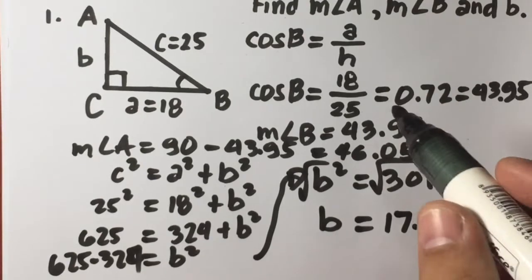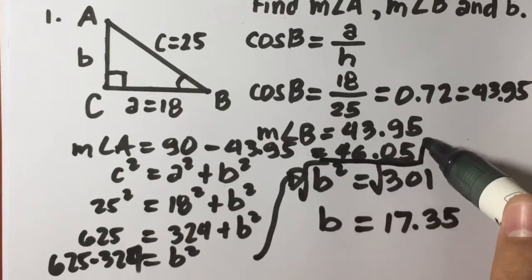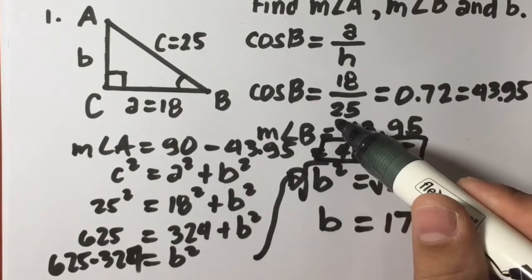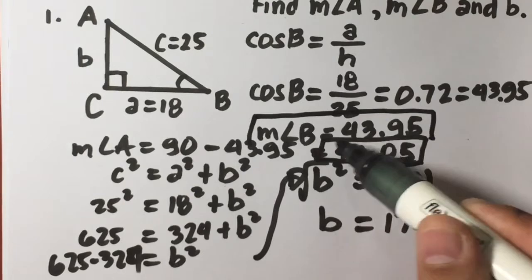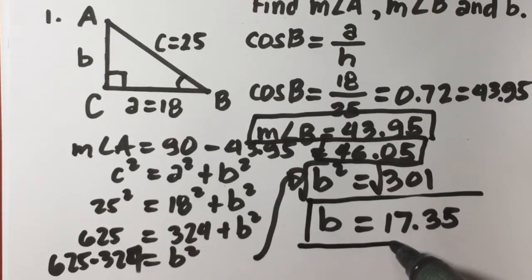So we have the measure of angle A, which is 46.05, the measure of angle B, 43.95, and B is equal to 17.35.